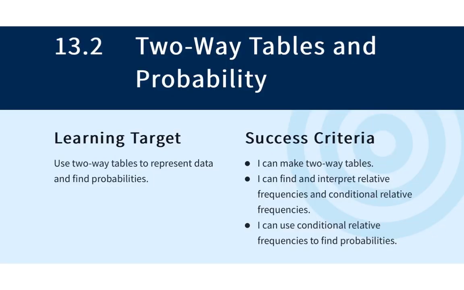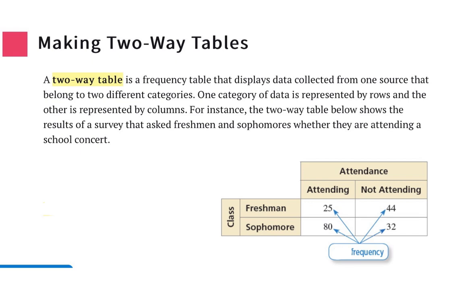What we're looking at is using two-way tables to represent data, find probabilities, and creating a two-way table and looking at probabilities and frequencies. A two-way table is something that looks like this. It's going two ways. It's got usually more than one column, more than one row. So here's a two-way table that's talking about freshmen and sophomores either attending or not attending a school concert.